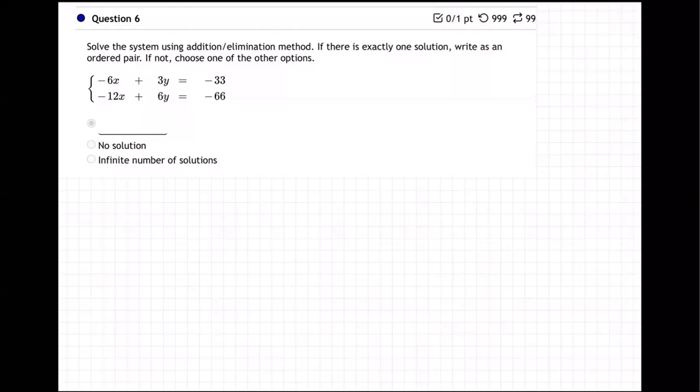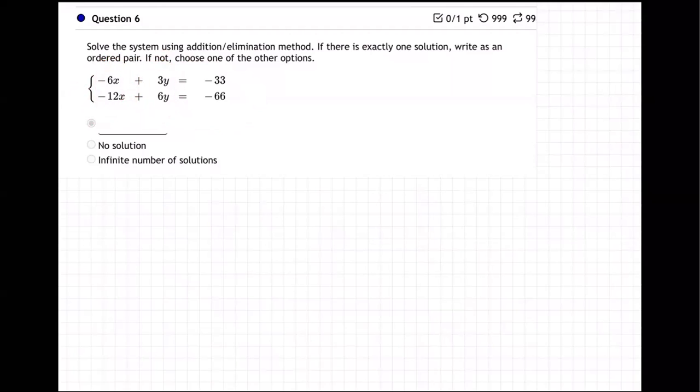Okay, so in this problem, we have these two equations, and we are trying to basically get one of the letters to eliminate. Doesn't matter which ones. You can do the X's or the Y's. That's how you start these problems. You always look at the two X's, you look at the two Y's, and you ask yourself, how could I make either the X's or the Y's opposites?